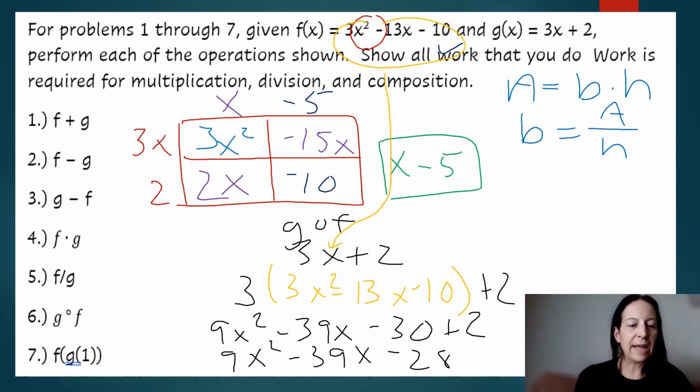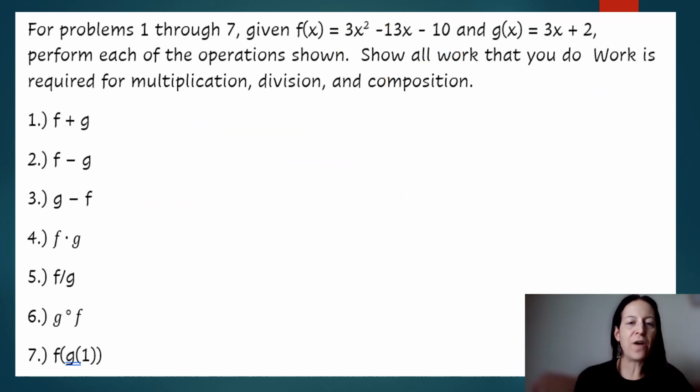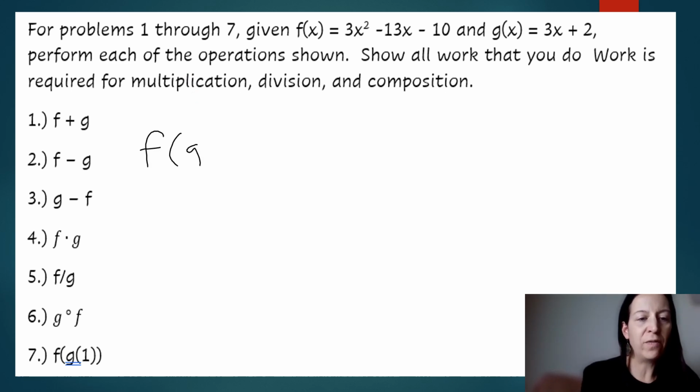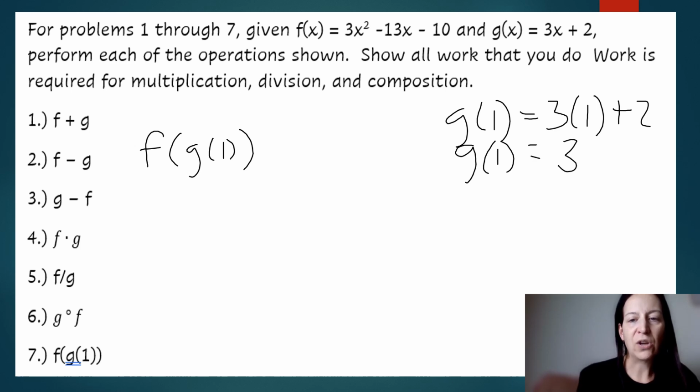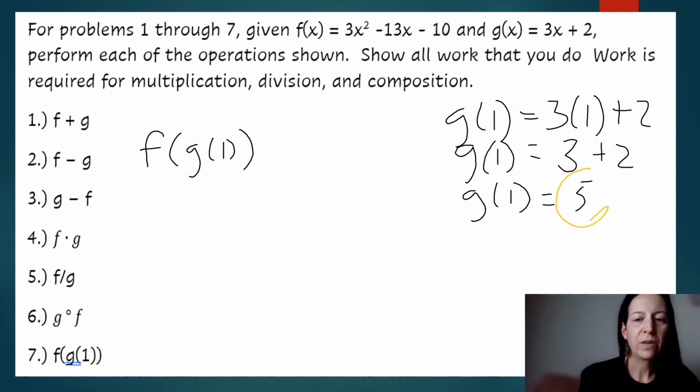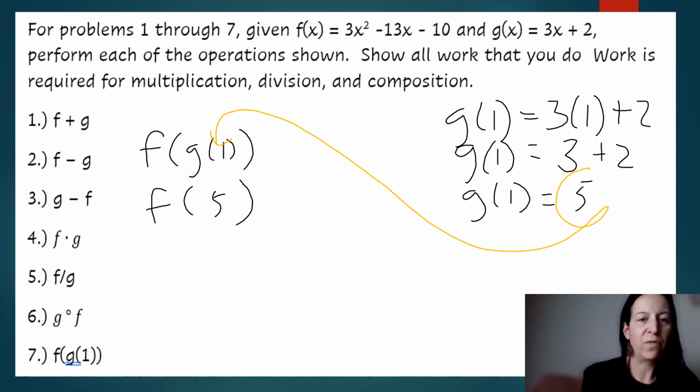Okay, all right, and last one of these is f of g of 1. So for f of g of 1, it would be really useful if we came over here and found g of 1. And so we're going to plug the 1 in. So that's 3, 3 plus 2 is 5. So g of 1 is 5. So really, that is f of 5.